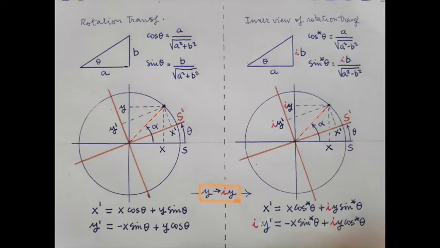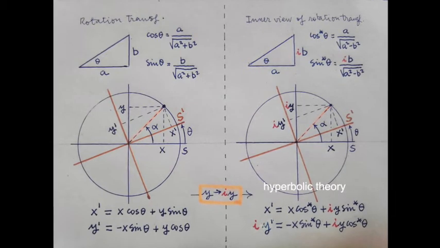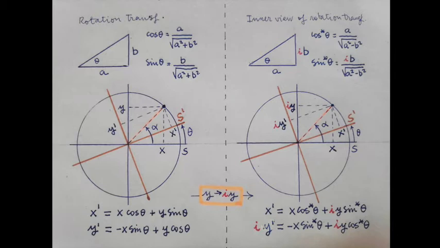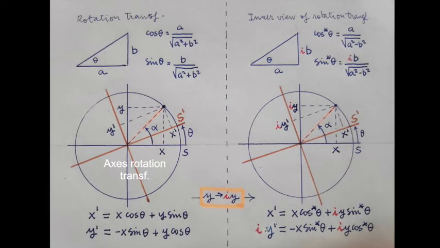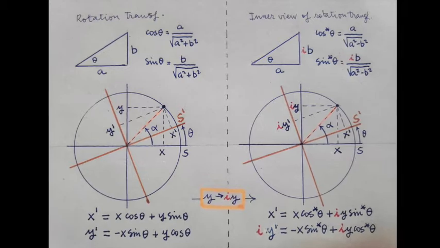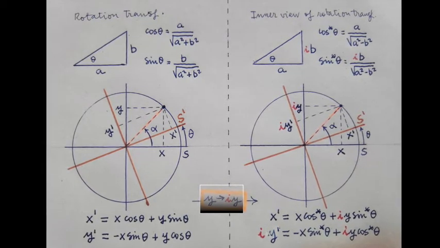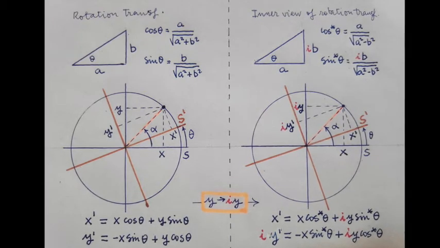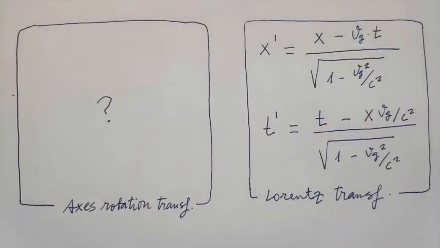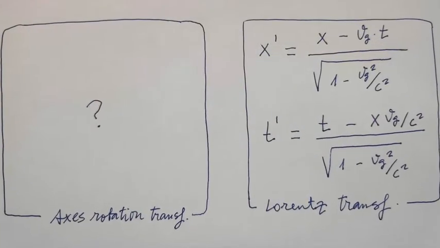In the previous chapter, it was shown that the expressions that represent the starting point of the hyperbolic theory of relativity are, in origin, an internal view of an axis rotation. Such an internal view involved the introduction of the imaginary unit, and this made the final product, that is, the Lorentz transformations, different from a conventional axis rotation. However, how different are they? This is exactly what we want to see in this present video.